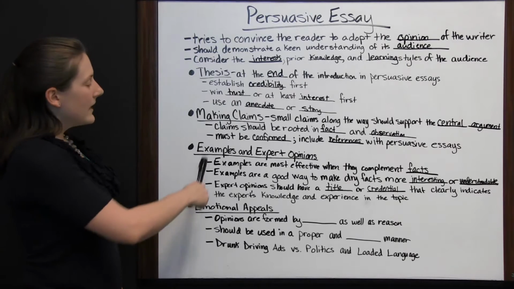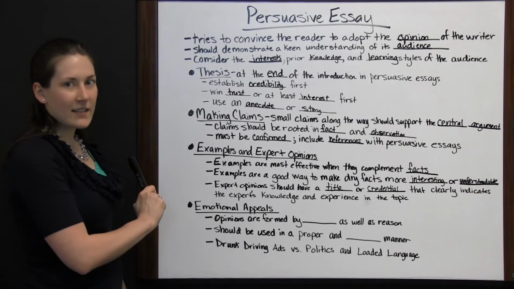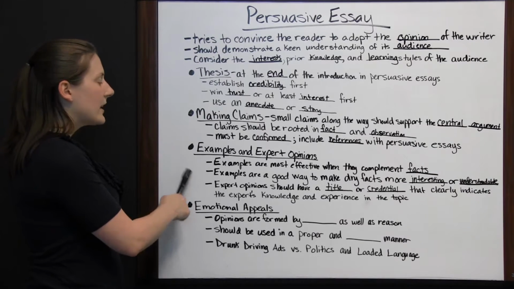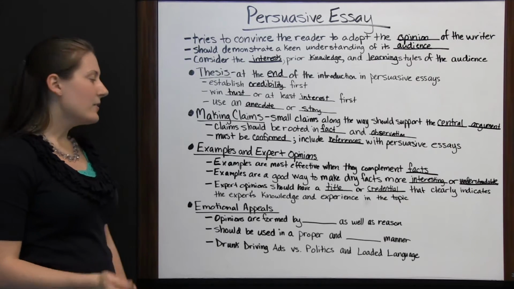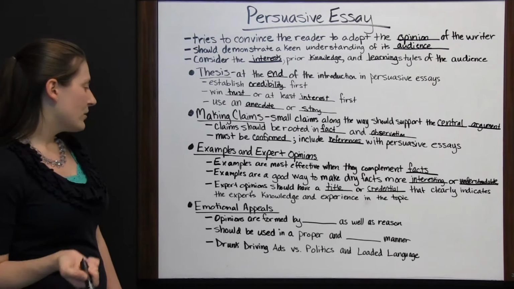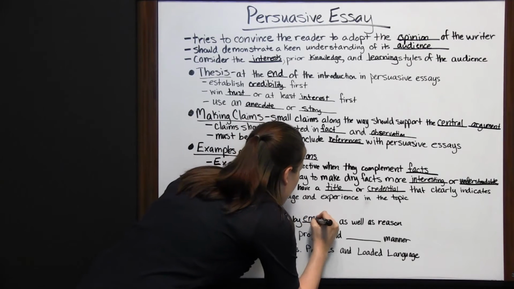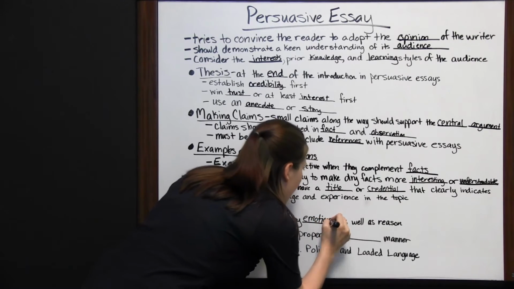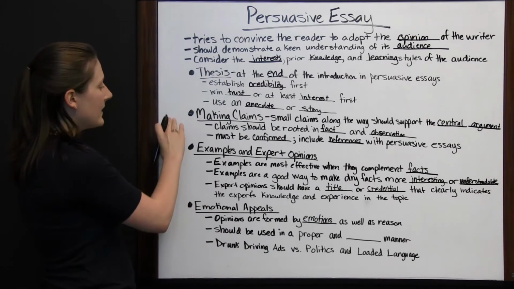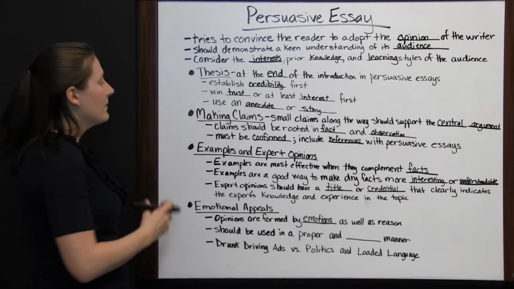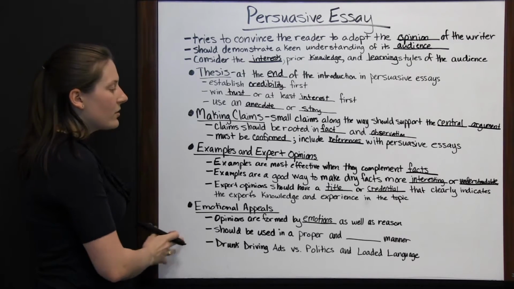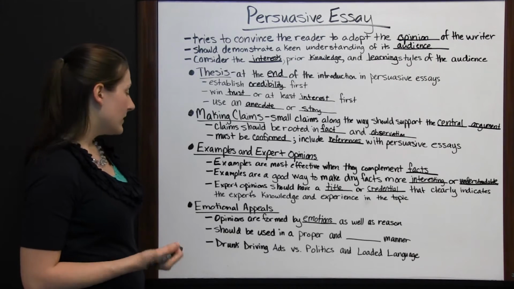Now, we've looked at making claims using facts to support your thesis and using examples and expert opinions to back those up, but you can also look at emotional appeals. Opinions are formed by emotion as well as reason. So these are going to play more on reason, more on logic, where emotional appeals are going to pull on a reader's emotions.